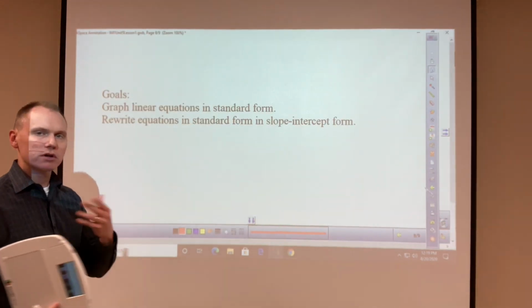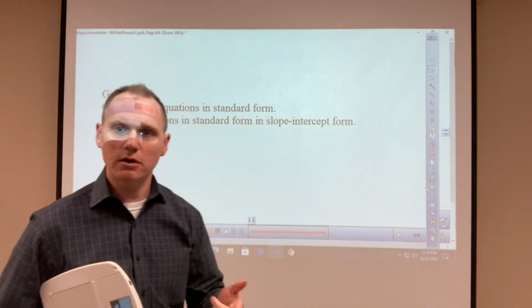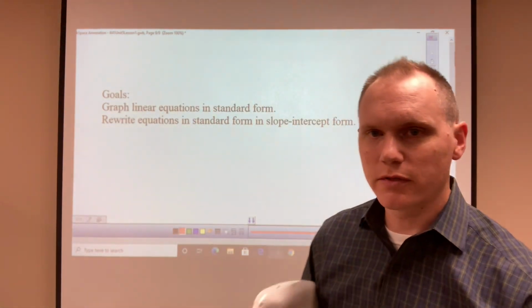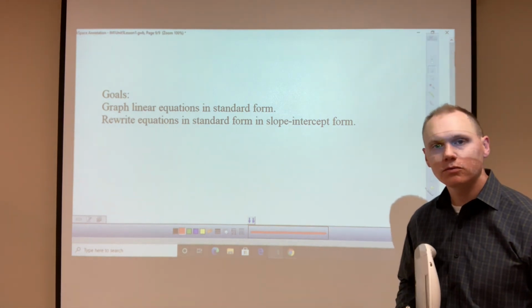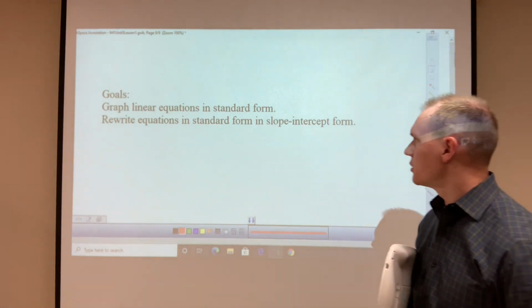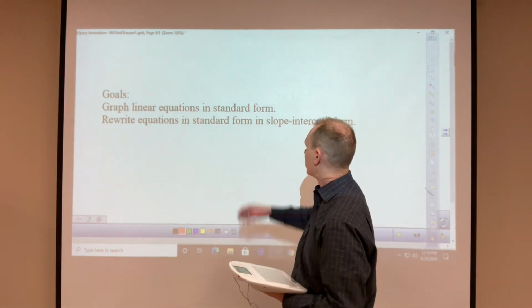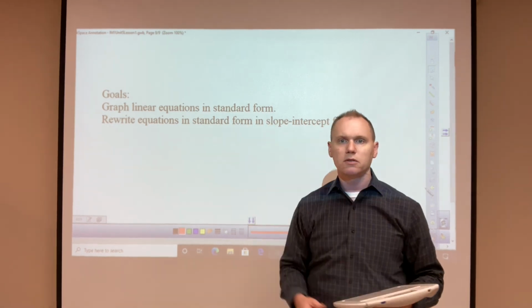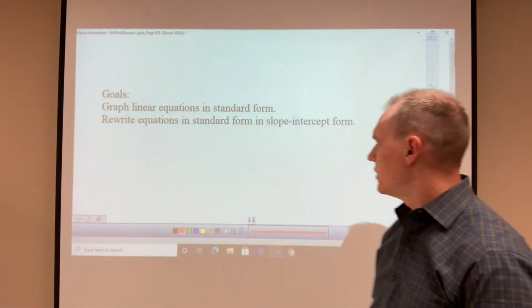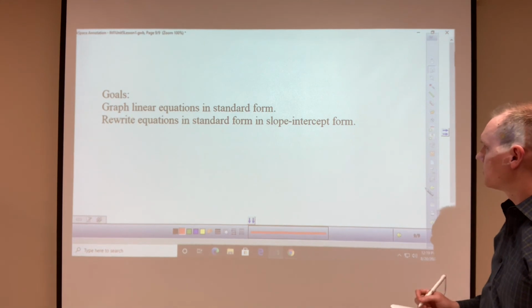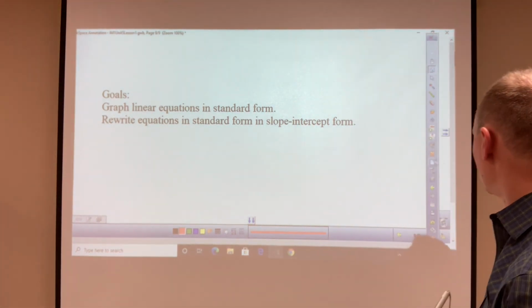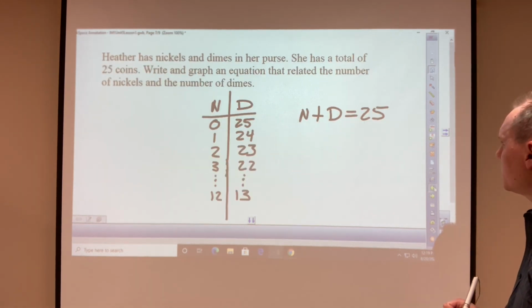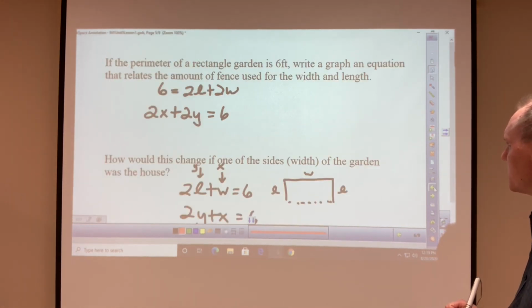Okay, so we're going to look at that scenario a little bit more in our next video and see if we can figure out some other things about that scenario. But hopefully we achieved our goal for today, which was to graph linear equations in standard form, again by finding the x and y intercepts and then connecting those 2 points, and then rewrite equations in standard form and slope-intercept form as we did in the warm-up activity that we did earlier. Let's go back to that though and make sure we understand how to do that.